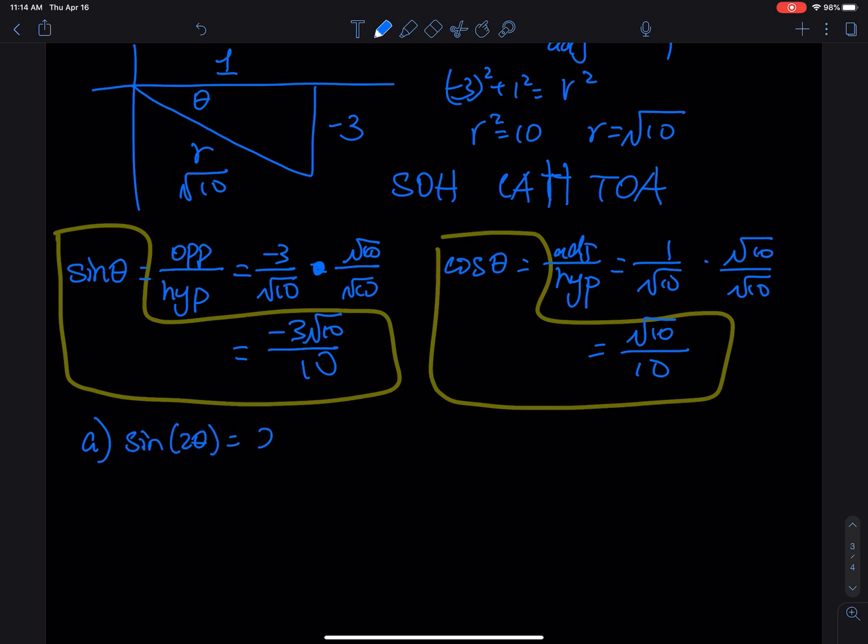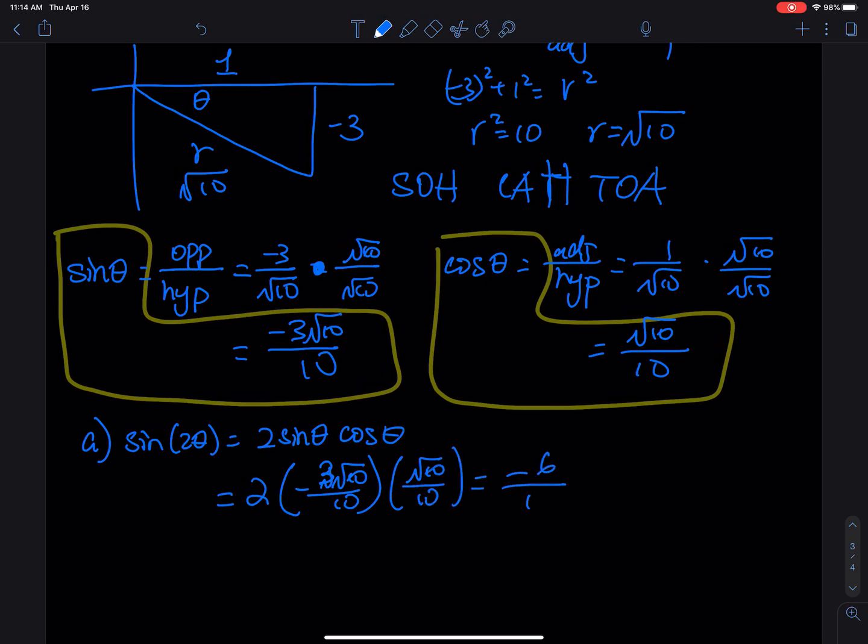So that is 2 sine theta cosine theta. So that is 2 times -3 root 10 divided by 10 times root 10 divided by 10. So that is equal to -6 divided by 10. That is -3 over 5.